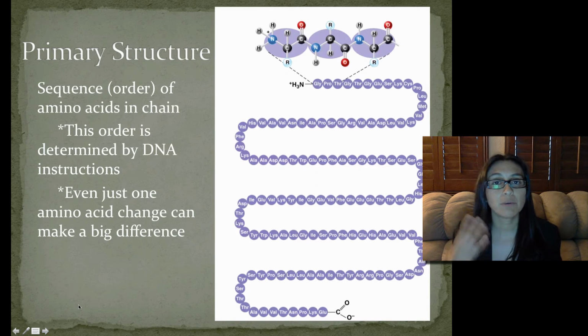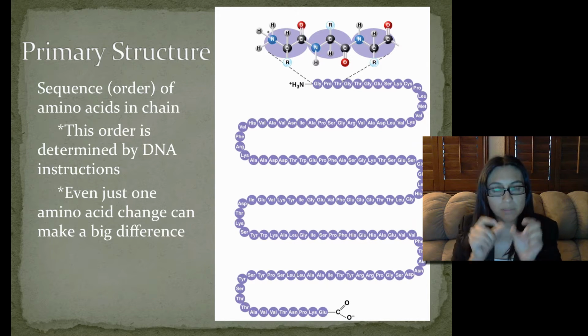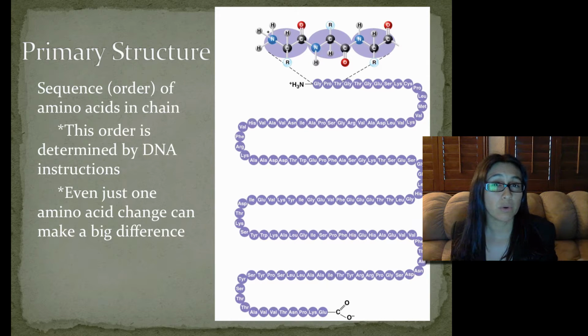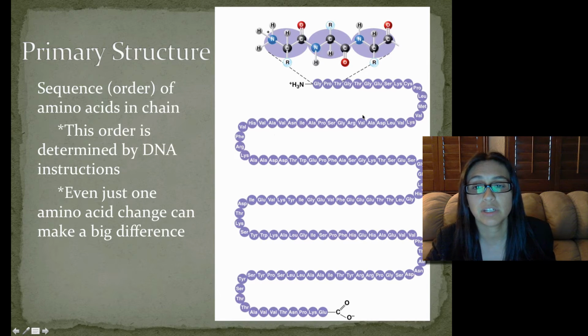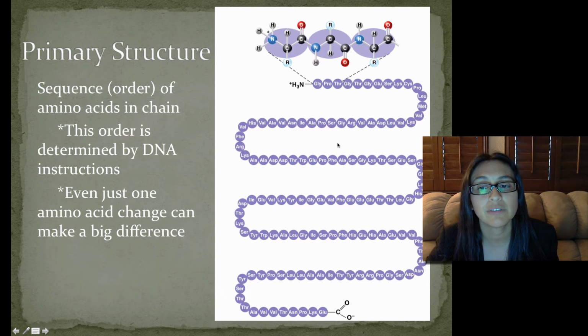So there's actually 4 levels to protein structure. The first level is called the primary structure. And the primary structure is actually very simple. It's basically which amino acids are you connecting together in what order. So we can say it's a sequence or order of amino acids that you connect together. So if you take a look at this picture here, there's actually 127 different amino acids put together right here.